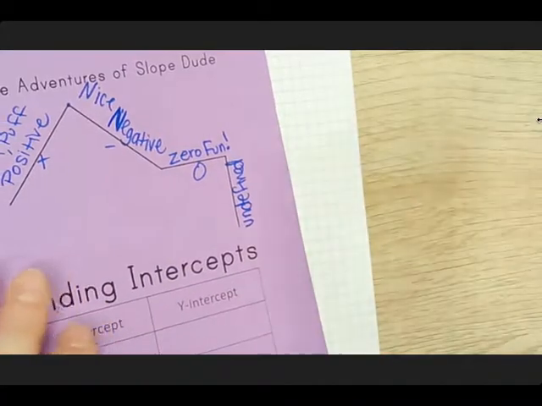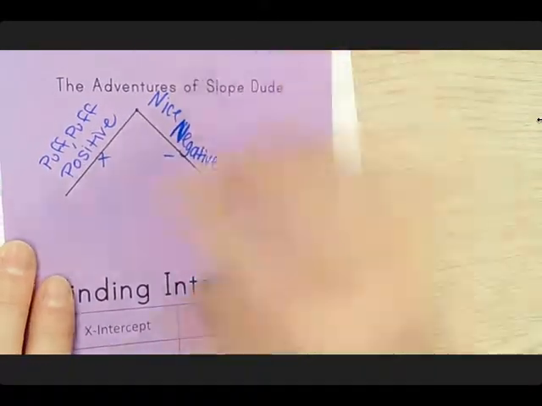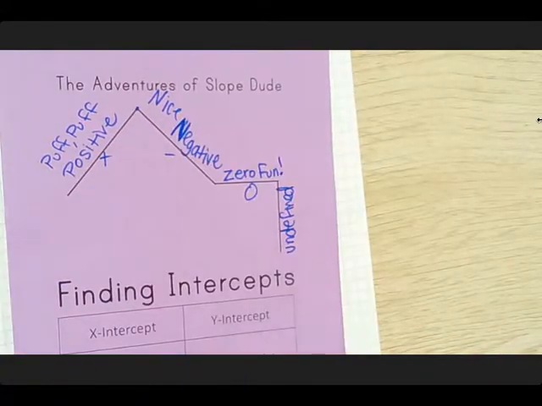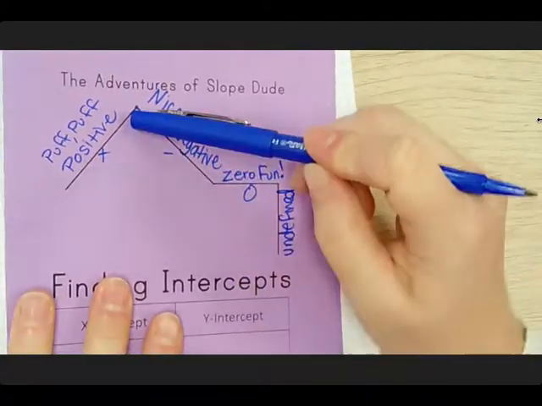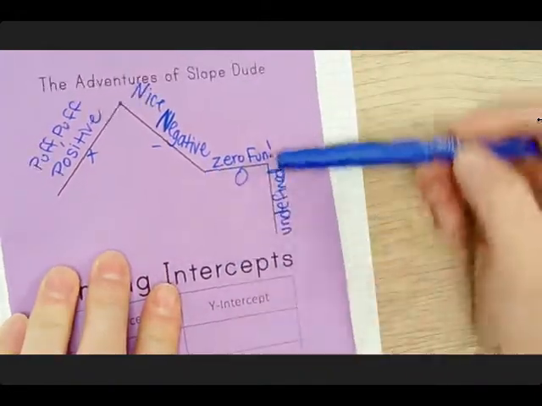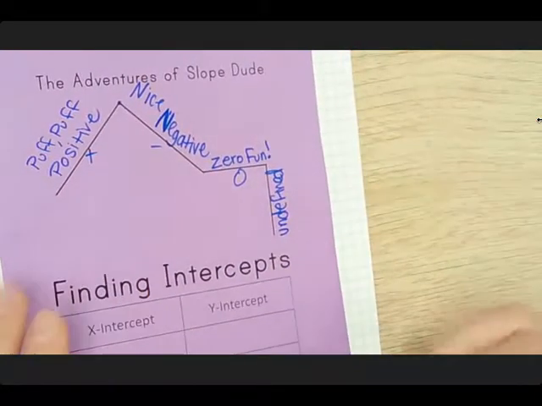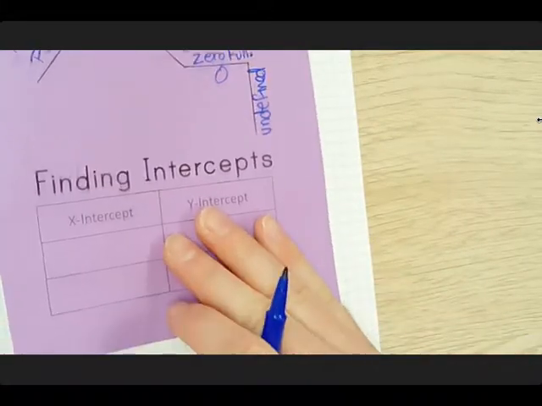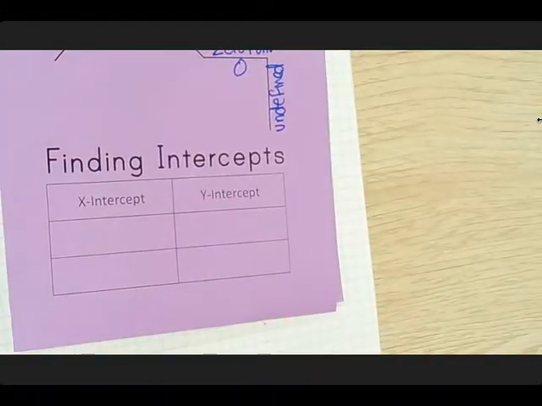So now that you've watched Slope Dude, here is what it should look like. Positive going uphill, negative going downhill, 0 is horizontal, undefined is up and down. Okay, so now let's talk about finding intercepts.